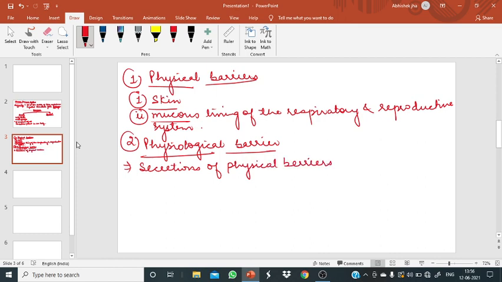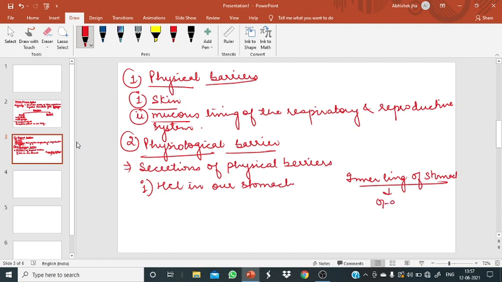For example, the first thing is HCl secreted in our stomach. As we know, the gastric lining, the inner lining of the stomach, has gastric glands, and those gastric glands secrete HCl, and HCl is highly acidic, so it will kill all the pathogens and microbes coming with the food. So it protects us from various diseases by killing pathogens by the acidic effect of HCl.